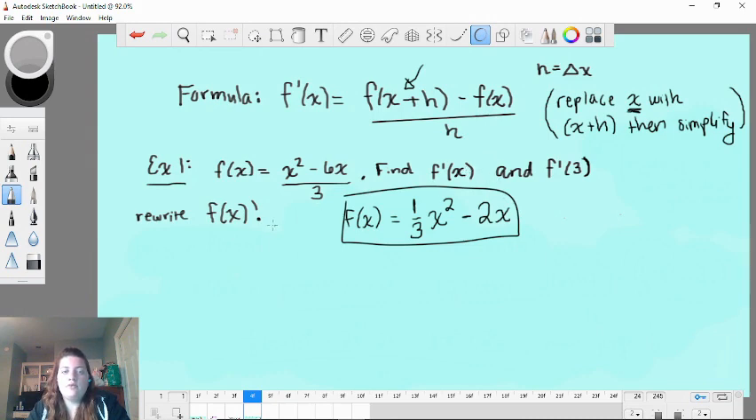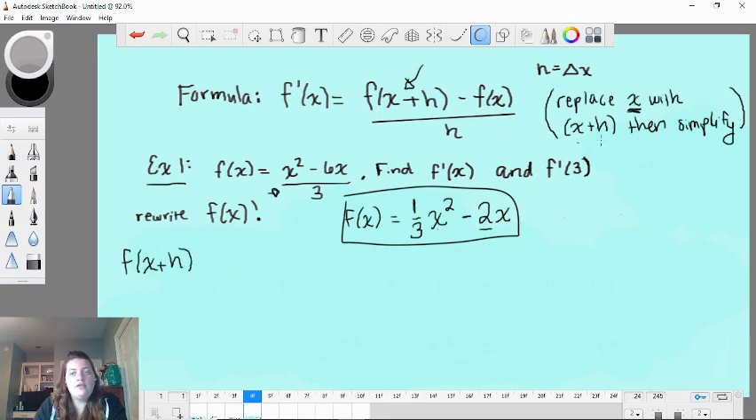So when you have a number on the bottom here, I usually recommend rewriting it in terms with fractions rather than a whole division sign underneath the whole function. So to rewrite it, f of x would be 1/3 x squared minus 6 divided by 3, which is just 2. So 1/3 x squared minus 2 of x. I'm going to separate everything up into smaller parts so it's easier to follow. So we're going to start with this part of the function that says f of x plus h.